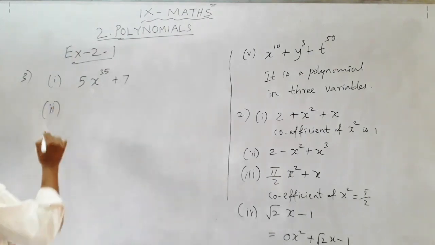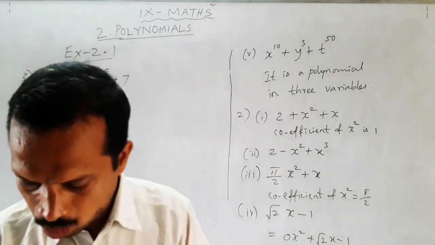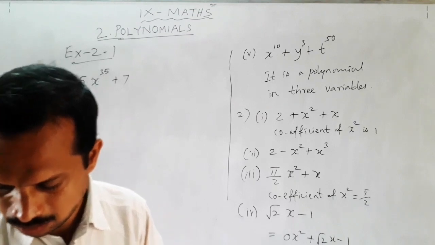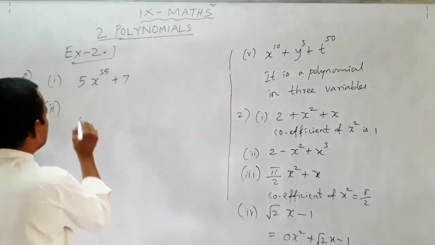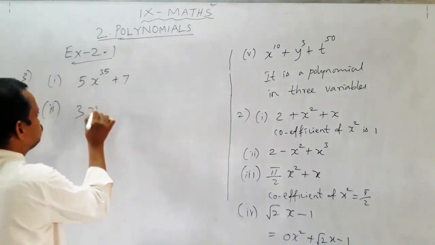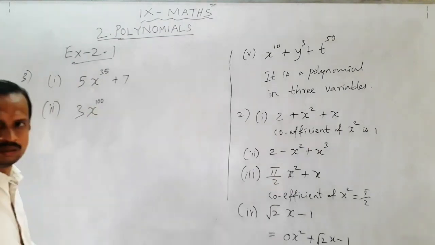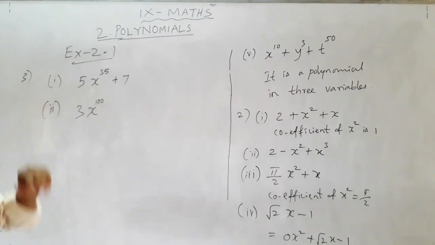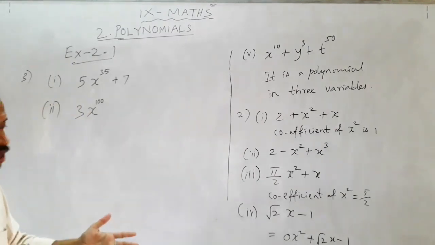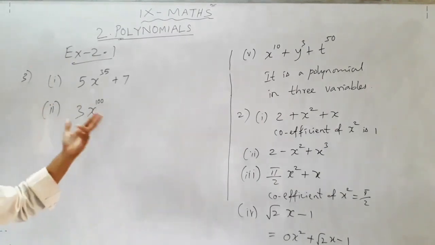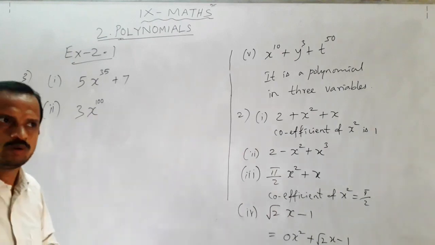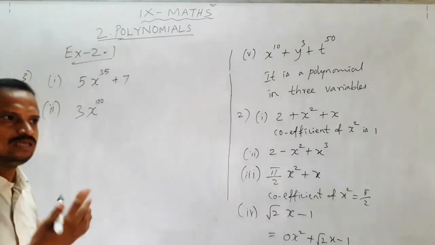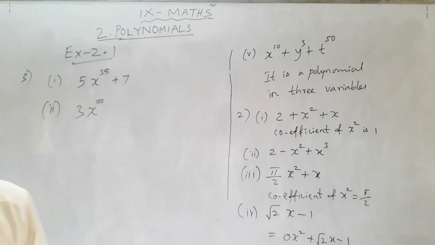In option 2 you see monomial of degree 100. So you can give 3 into x power 100. Only one term is there and whose degree is 100. So one term is monomial and the highest power, that is degree, is 100. Therefore it is a monomial of degree 100. So many such examples you can give. Clear?